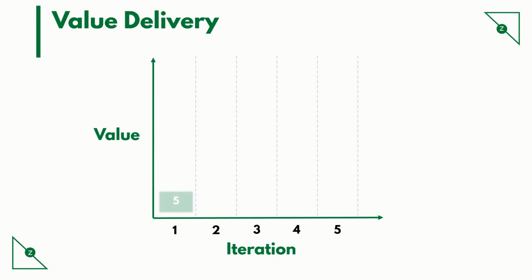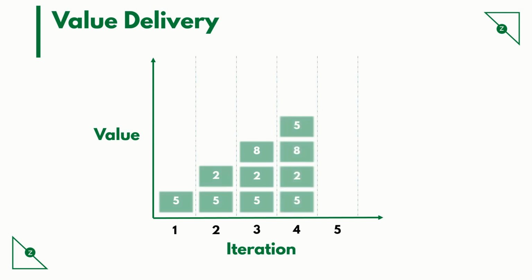At the end of iteration 1, we would have delivered 5 points. At the end of iteration 2, we would have delivered an additional 2 points, cumulatively 7 points. End of iteration 3, 8 additional points, 15 cumulative points. End of iteration 4, 20 cumulative points and 5 additional points. And at the end of iteration 5, we would have delivered the product worth 33 points cumulatively.